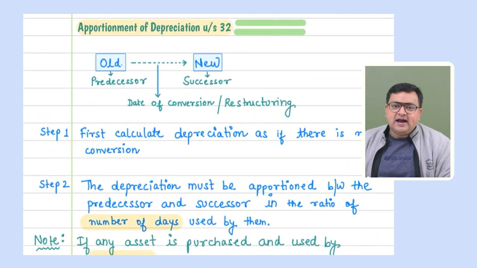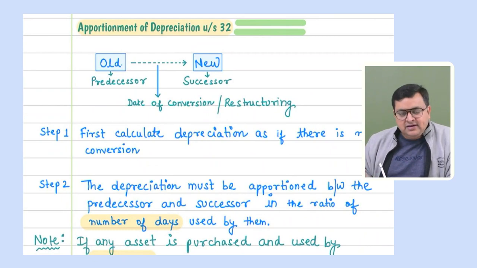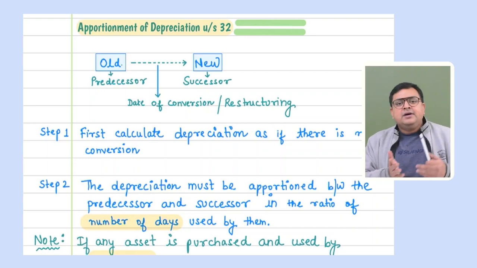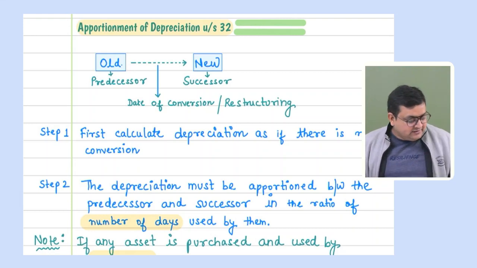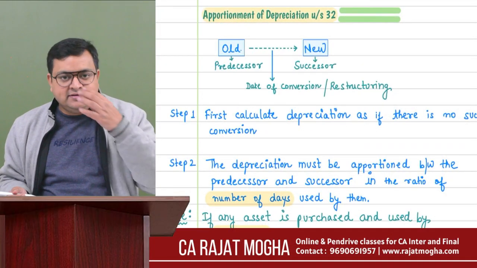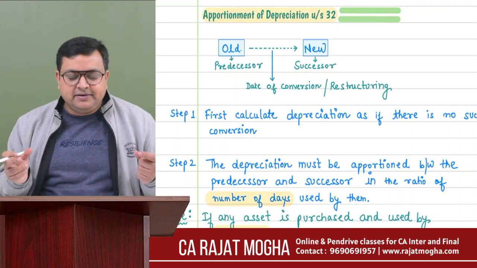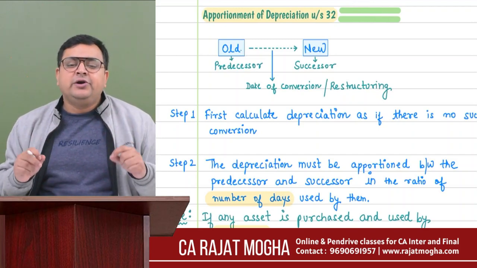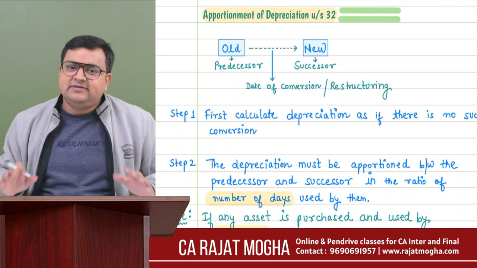So we also understand that there are cases when our assessee reconstitutes themselves, they reconstruct themselves. Let's say initially they were a partnership firm and now they have converted themselves into a company. Or initially they were a company, now they have converted themselves into an LLP. So in this case, if there is any reconstitution or reorganization during the year, then how will we segregate the depreciation part? First of all, you have to calculate your depreciation as if no reconstitution or reorganization has happened.